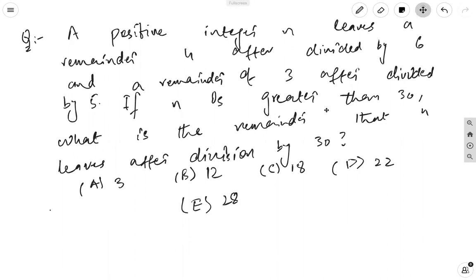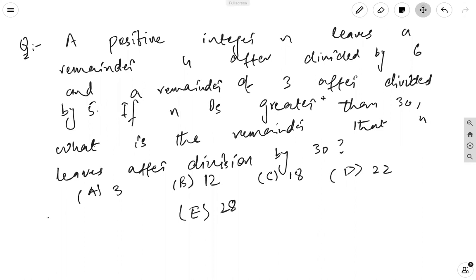Okay, let me explain now. 28. Yes, 28 is the answer. Okay, now let's see the question. The question states that a positive integer n leaves a remainder 4 after divided by 6 and a remainder of 3 after divided by 5.